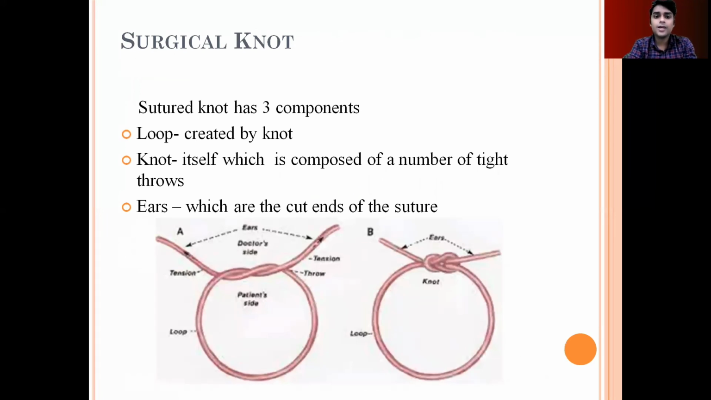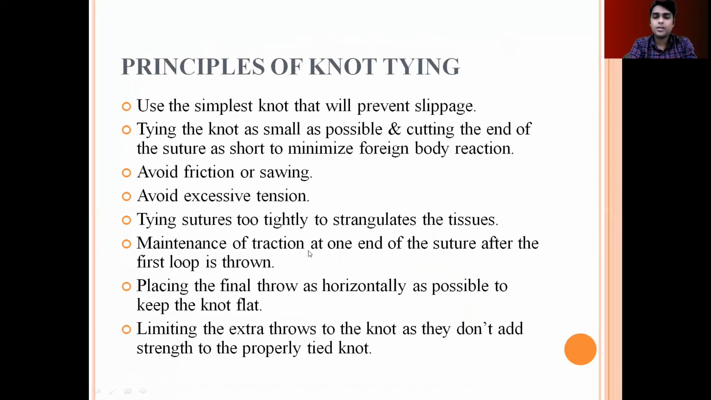Surgical knot, as described in this image, we have 3 parts of a knot: the loop, the knot itself, as well as the ears, which are the cut ends of the suture. Coming to the principles of knot tying, we should use the simplest knot that will prevent slippage, tying the knot as small as possible and cutting the ends of the suture as short as possible to minimize the foreign body reaction. Avoid friction or sawing, and avoid excessive tension.